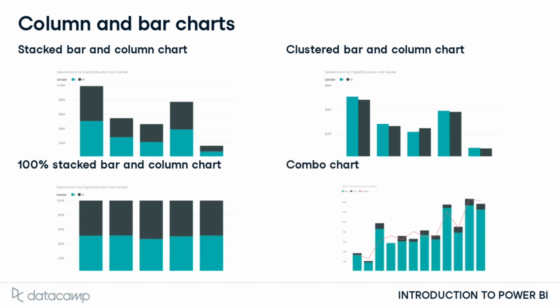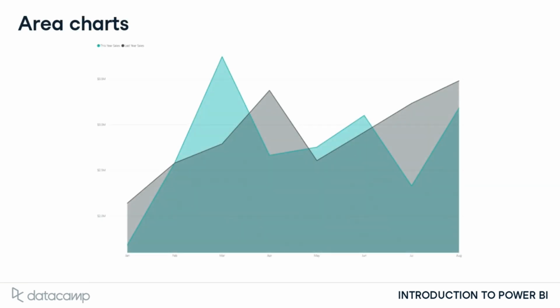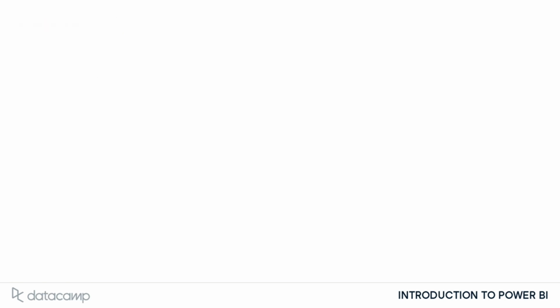A combo chart combines a column chart and a line chart. Line charts show multiple lines in one chart. They emphasize the overall shape of an entire series of values, usually over time. Area charts are based on line charts with the area between the axis and the line filled in.